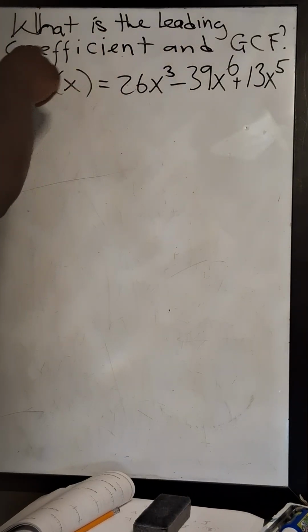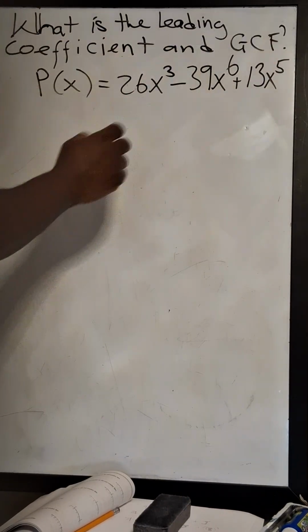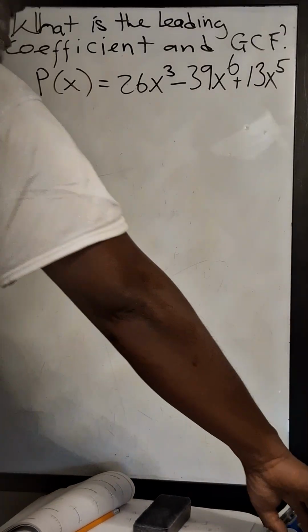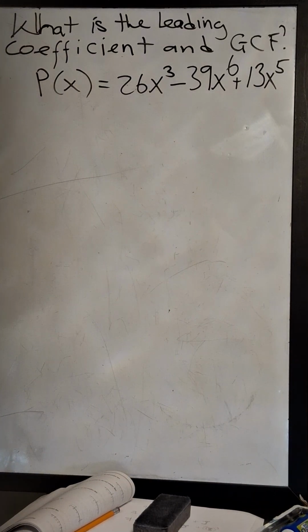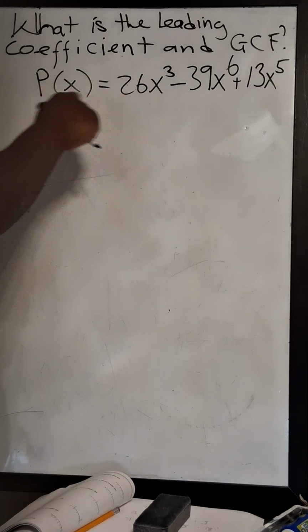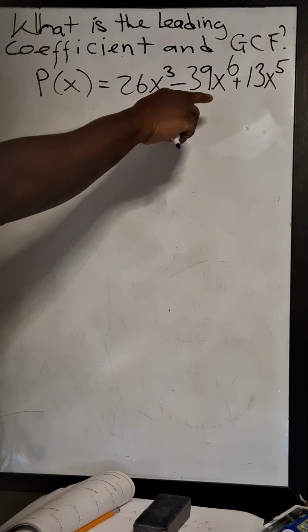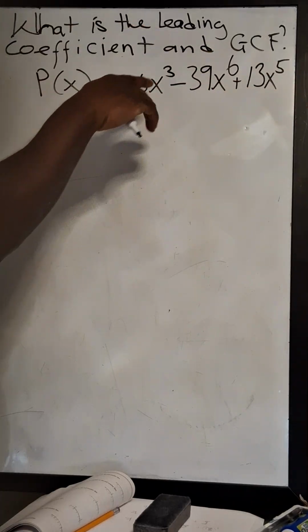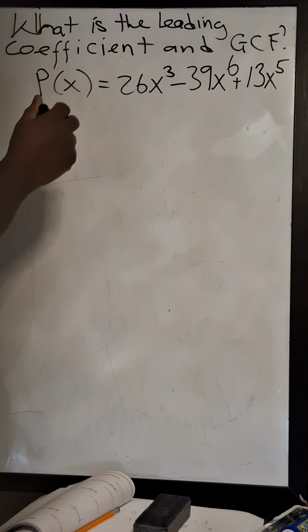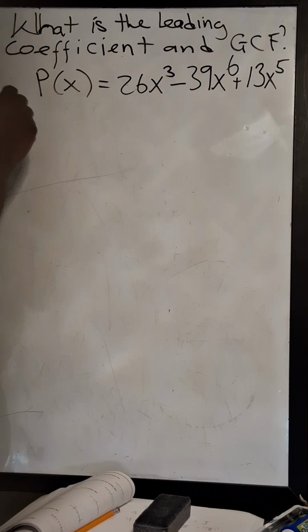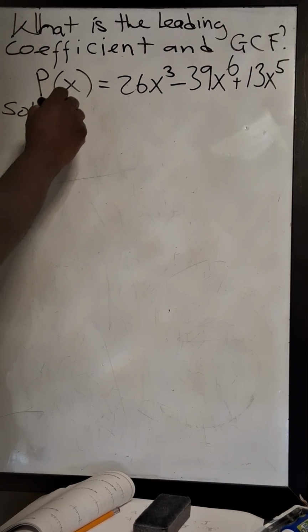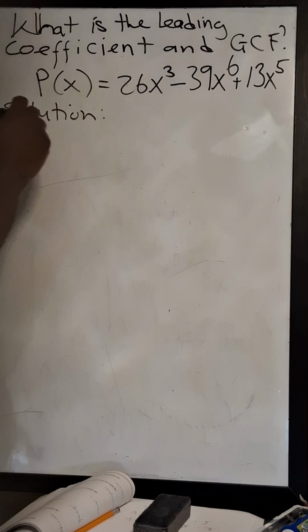What is the leading coefficient and the greatest common factor in this polynomial? First thing is to make sure the polynomial is rearranged in the descending order with respect to the powers. Okay, so solution. Okay, so we're going to rewrite this in the descending order.